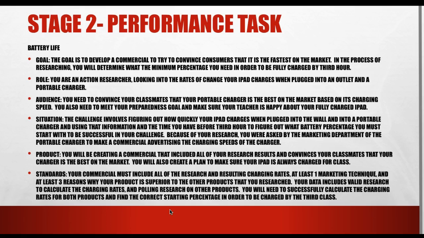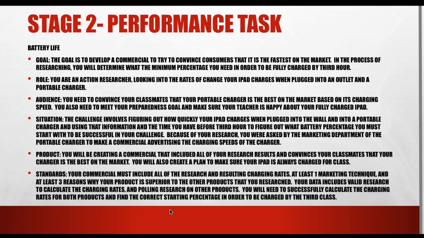And then once they've figured that out, they take on the role of an action researcher. So they look into the rates of change and they actually are going to create a commercial to try to convince people that their portable charger is the fastest one on the market. So they're going to convince their classmates of that, and they also have to make their third hour teacher happy by bringing a fully charged iPad. So it's kind of two components. So they're going to be creating a commercial that includes all of their research results and convinces their classmates that their charger is the best on the market. And they will also create a plan to make sure their iPad is always charged for class.